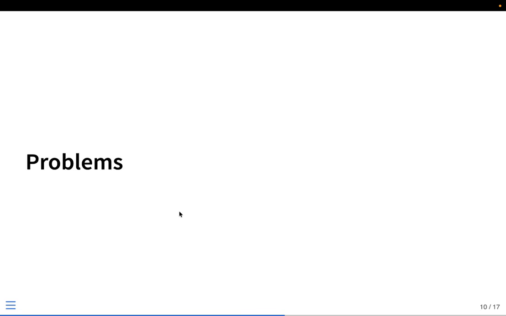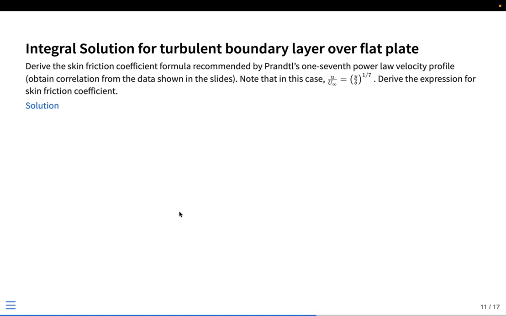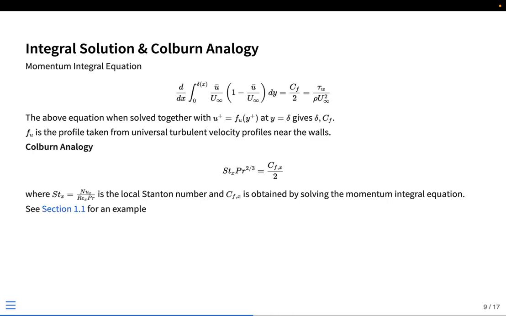So let's take a simple problem so that it will be more clear as to how to solve this particular case. Let's say you have to derive the skin friction coefficient formula recommended by Prandtl's 7th power law velocity profile. Obtain the correlation from data shown in the slides. Know that in this case, u by u infinity is y by delta to the power 1 by 7. You have to get the coefficient for skin friction coefficient. This would be the equation you will be starting with.